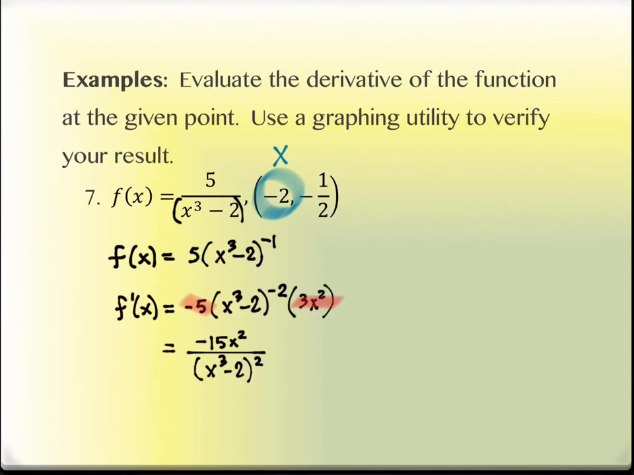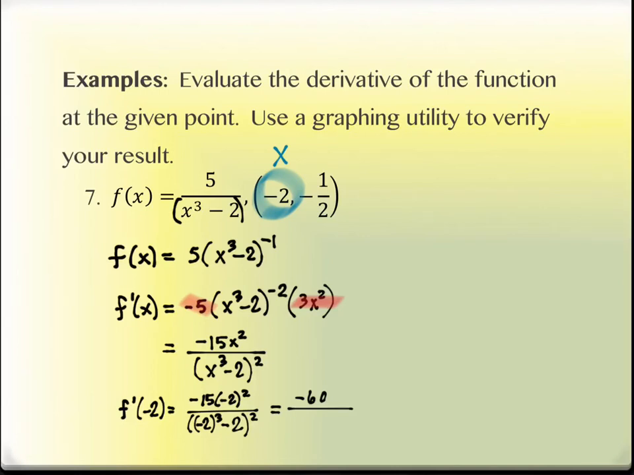So we come back down here. We're going to find f prime of negative 2. So I have negative 15 times negative 2 squared over negative 2 cubed minus 2 squared. We'll start with the top. Negative 2 squared is 4 times negative 15 would give me negative 60 on top. And you're welcome to use your calculator to simplify these quicker.